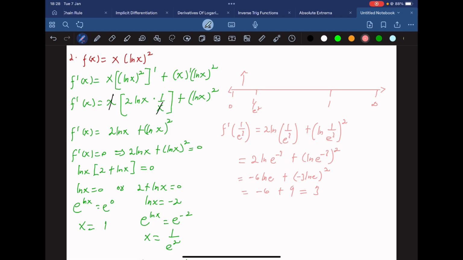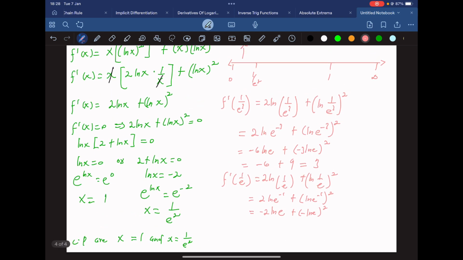Okay. Now let's select a number between 1 over e squared and 1. So between 1 over e squared and 1, we can have 1 over e. So in that case, we have 2 ln of 1 over e plus (ln of 1 over e) all squared. So that simplifies to 2 ln of e to the minus 1. Then this also simplifies to (ln of e to the minus 1) all squared. And remember, the negative exponent will come down to multiply 2. So we have minus 2 ln of e. Then over here, we are going to have the same thing. So minus, just ln e, then all squared.